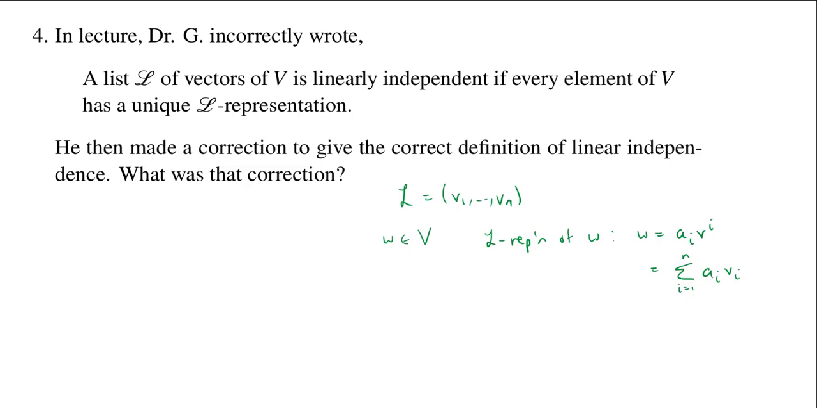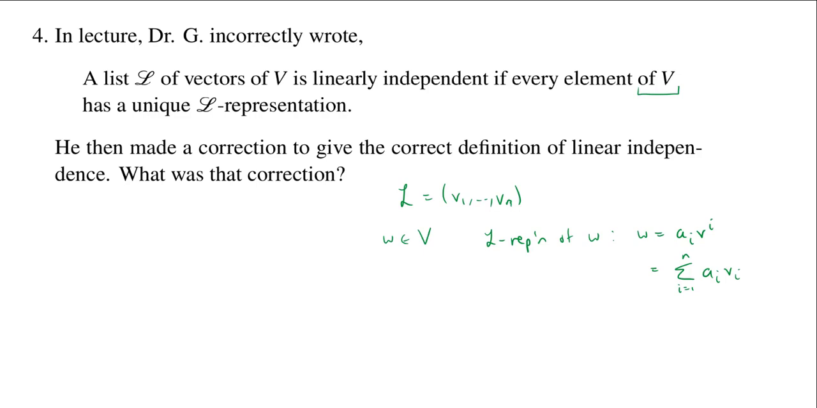All right, but there's a key prepositional phrase I missed here, right? It's this "of V" that's problematic. If you have a list that spans V, then every element in V will have an L representation. But if it doesn't span V, then there will be some element that doesn't even have a single representation, much less a unique one. All right?